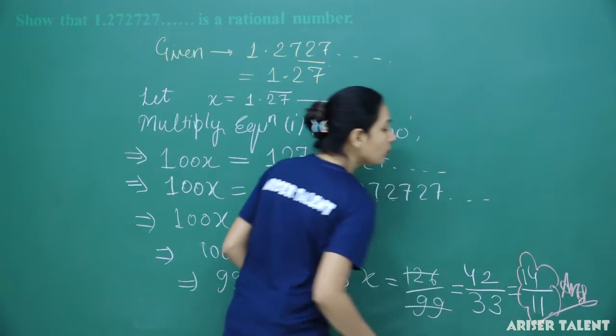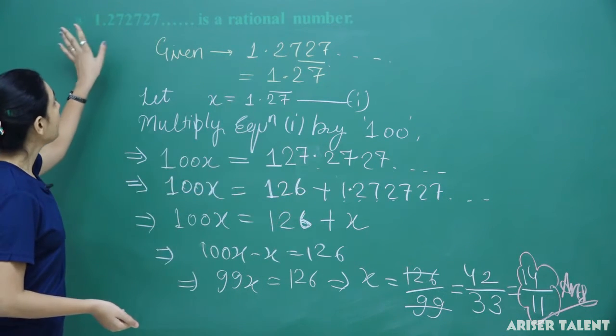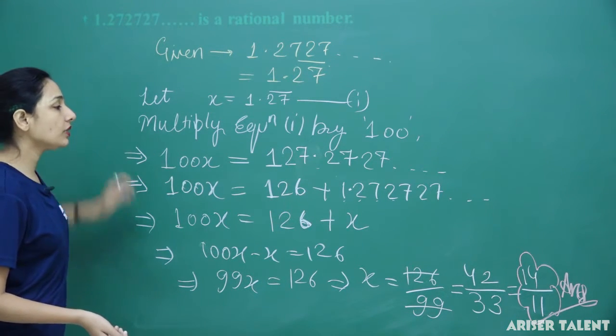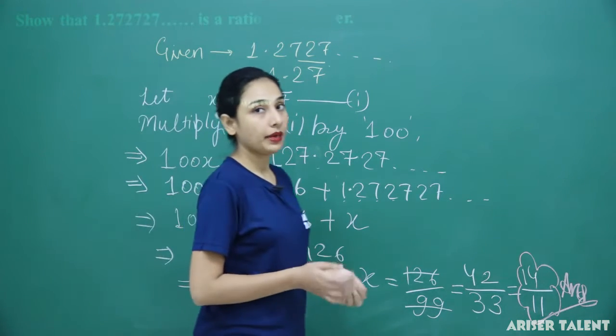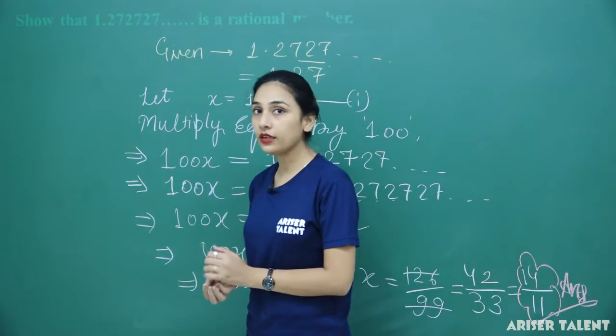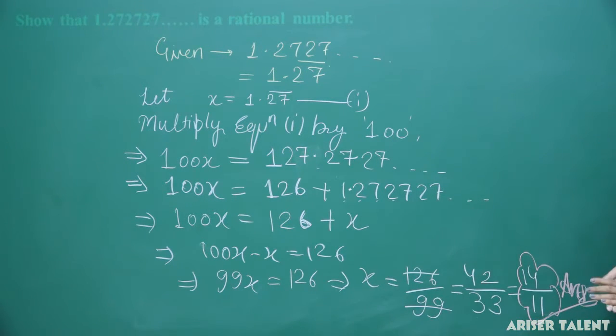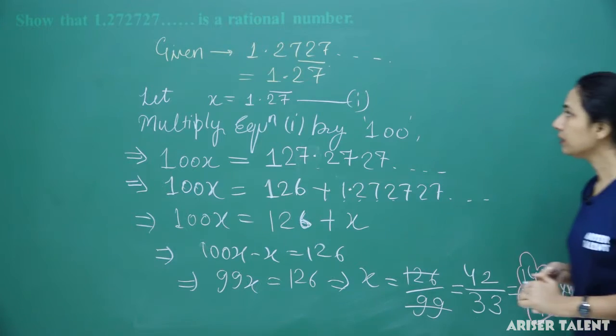Now you can do one more thing. You can just do the division process here and get this 1.272727 back, and get your answer checked, whether your answer is right or wrong. So note that. Noted.